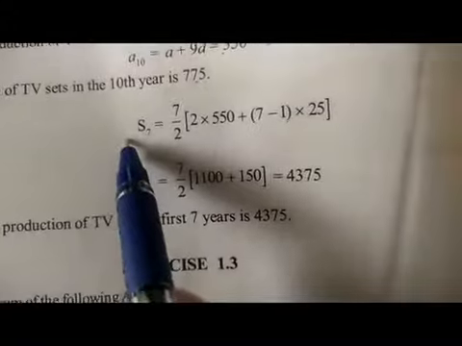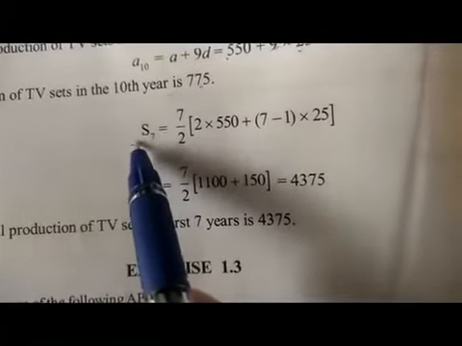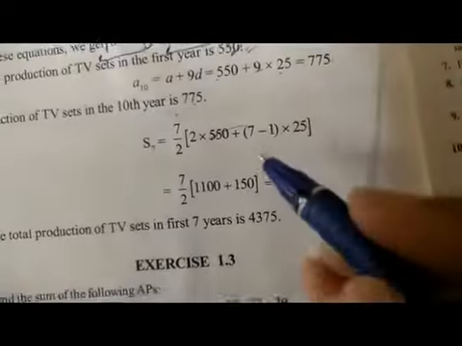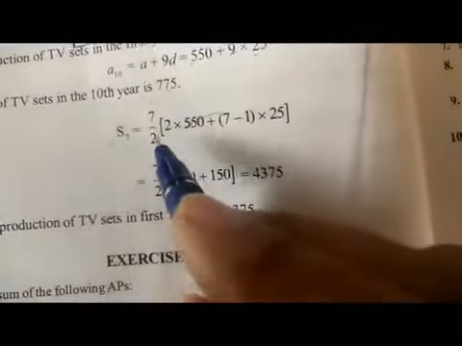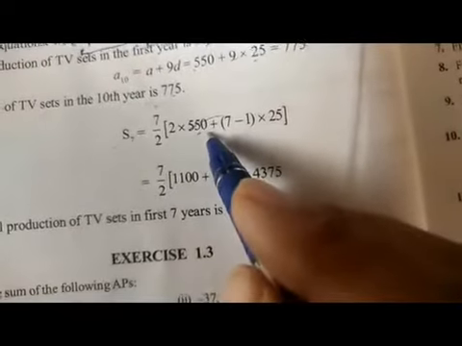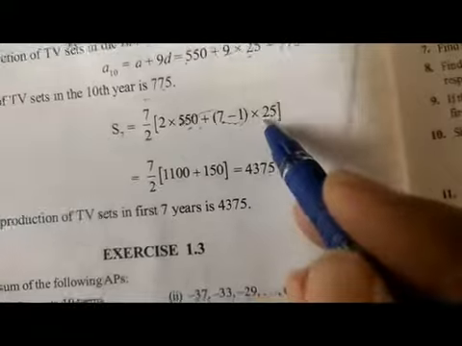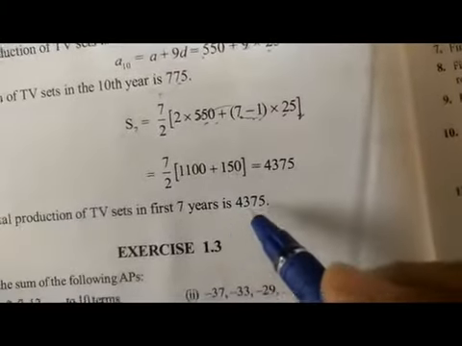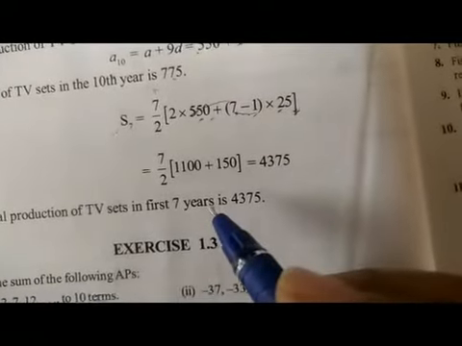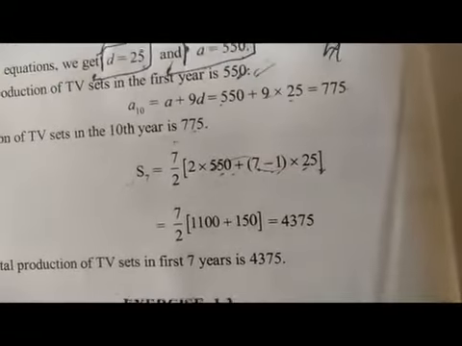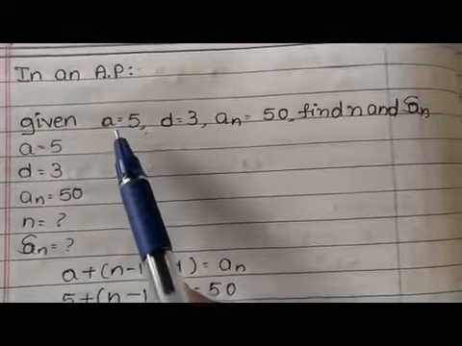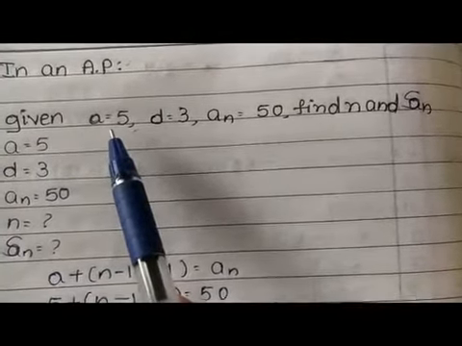Now we go for the third question, S7. As I told, Sn is equal to n by 2 into 2a plus n minus 1 into d. Therefore, S7 is equal to 7 by 2 into 2 into 550 plus 7 minus 1 into d. So when you simplify, you will get 4375. So the total production in 7 years is 4375. This is the third mark. There are 9 problems, each one different.